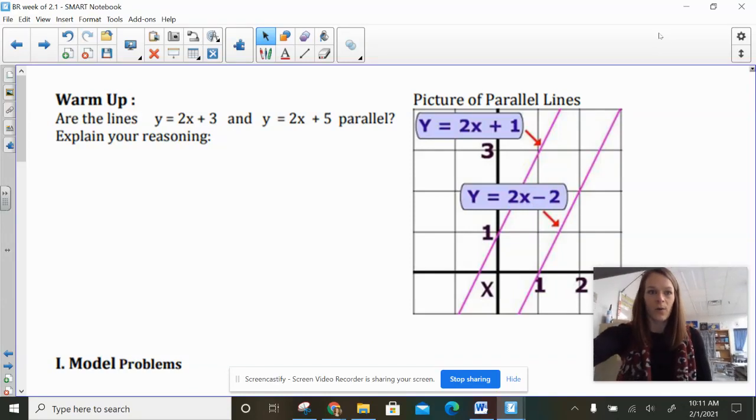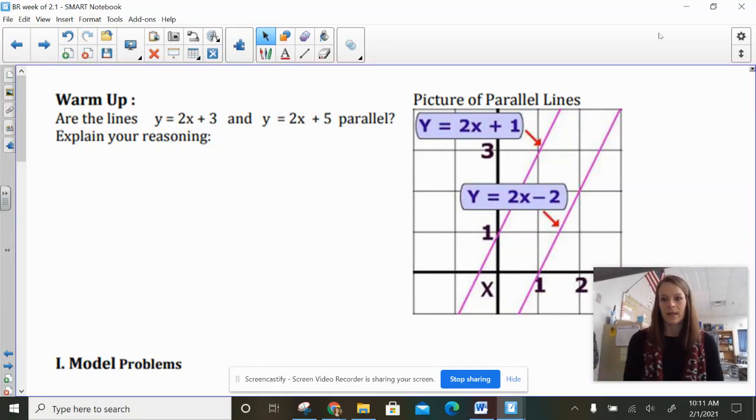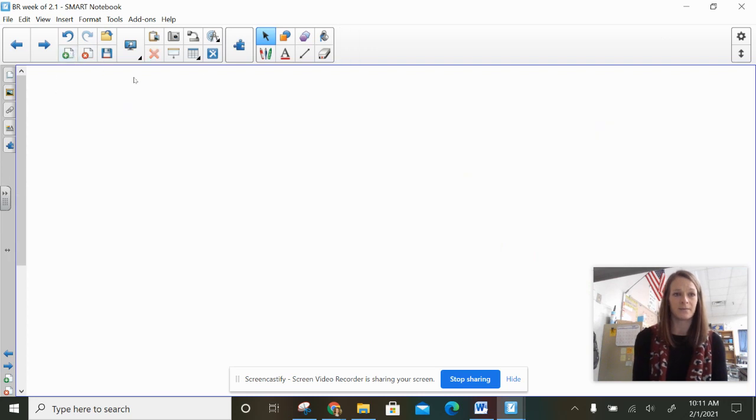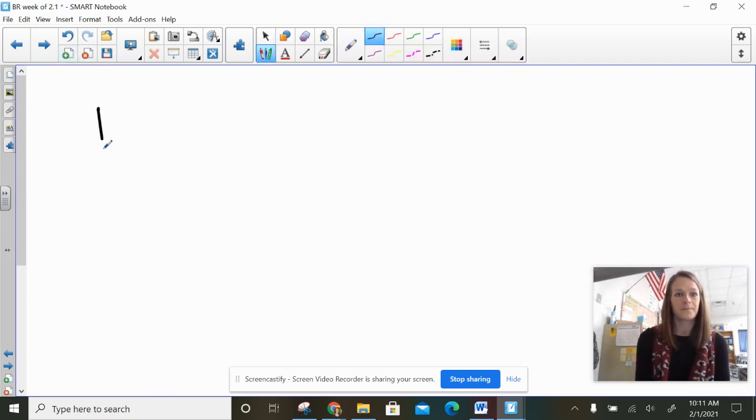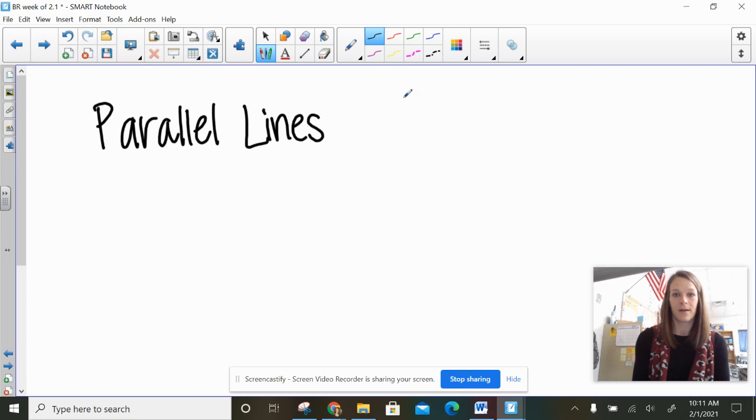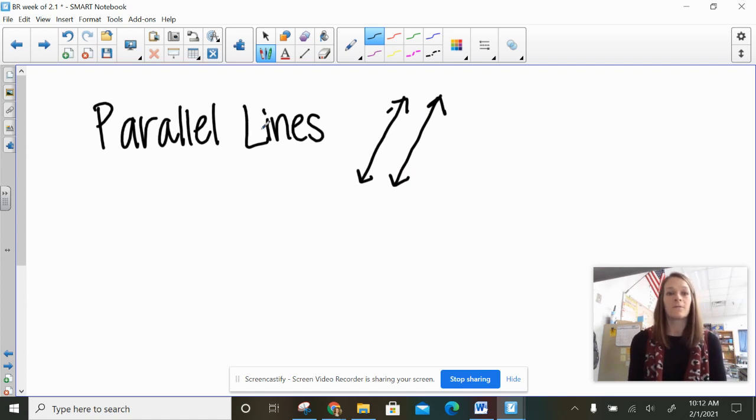All right. We are going to talk about lines that are parallel versus perpendicular and what those equations look like. Remember, parallel lines are lines that never cross. So you may have something that looks like that. If lines are truly parallel, they are going to have the same slope.